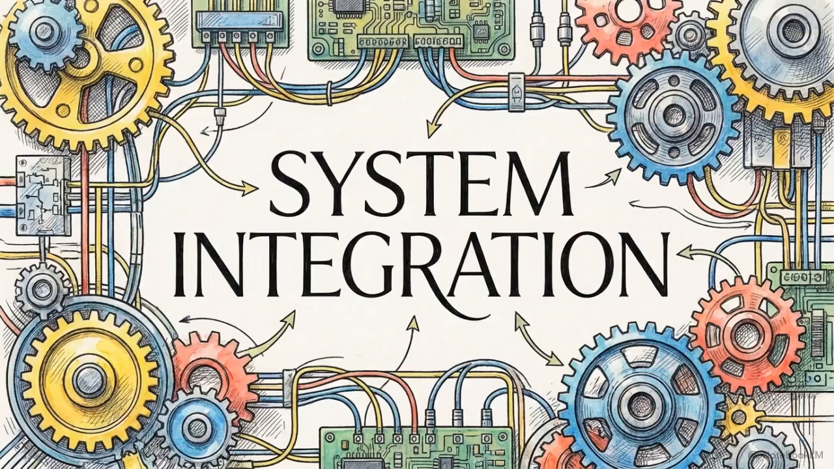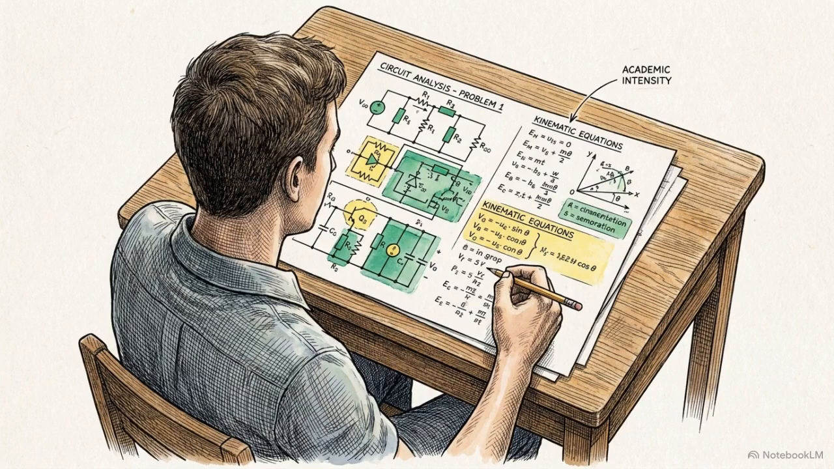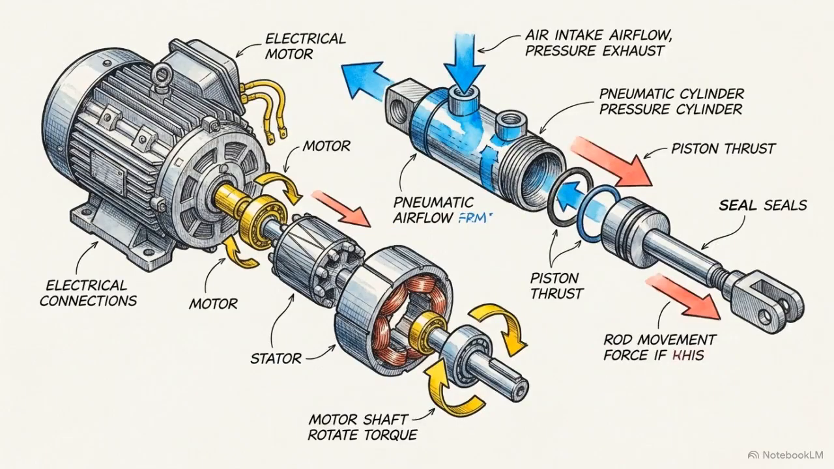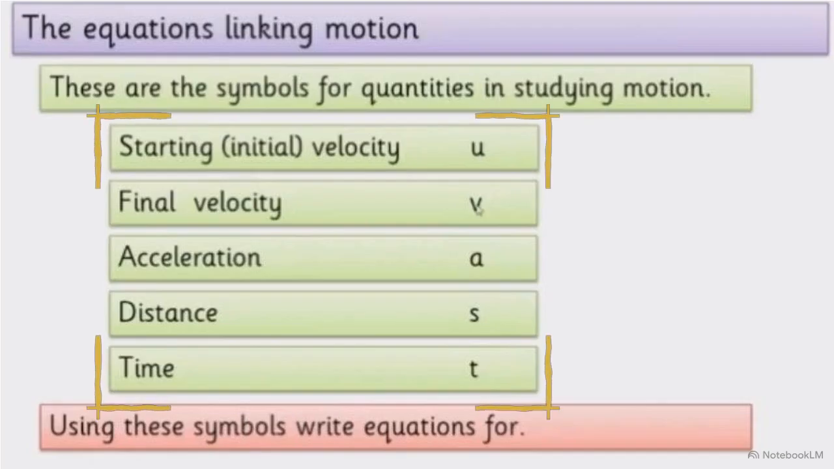Tracing this sequence of cause and effect is known as the mechatronic action pathway. Mastering it is essential for both real-world engineering and your final exams. Before we can select a motor or a pneumatic cylinder, we have to precisely define the required physical movement using the equations of motion. This chart lists the standard variables used in kinematics: starting velocity u, final velocity v, acceleration a, distance s, and time t.